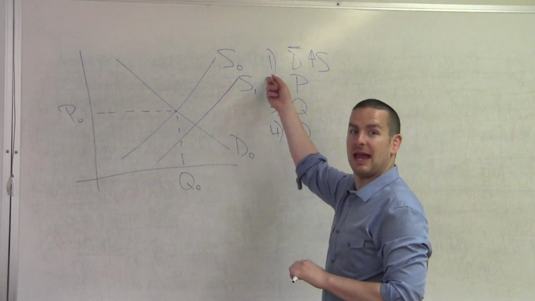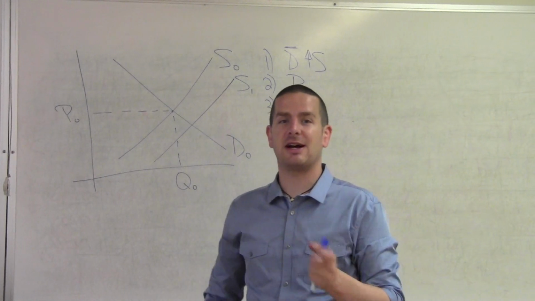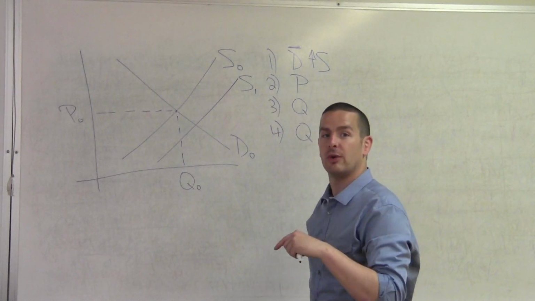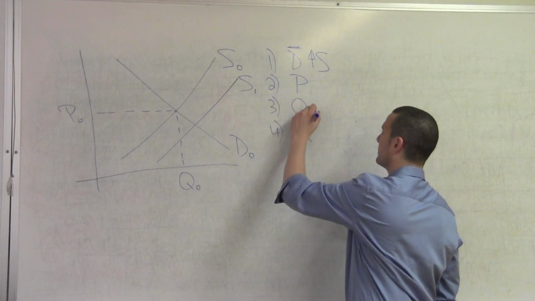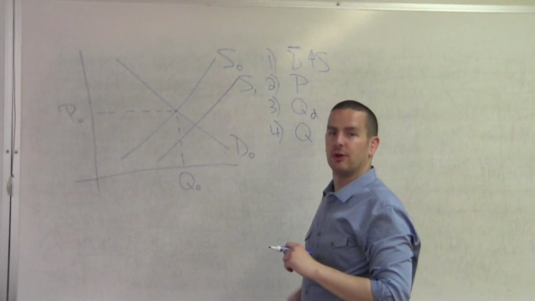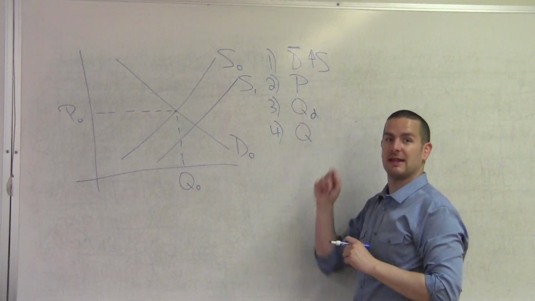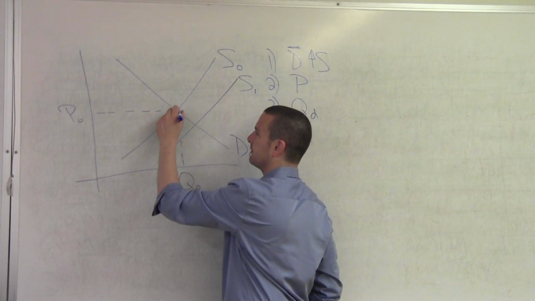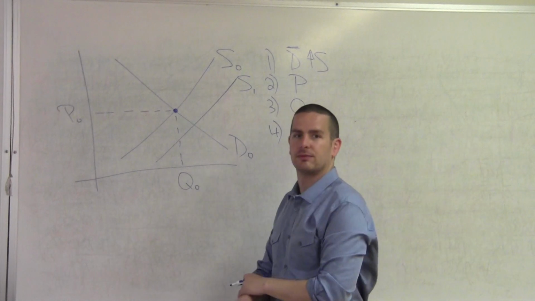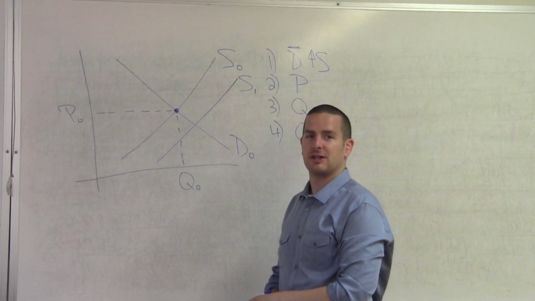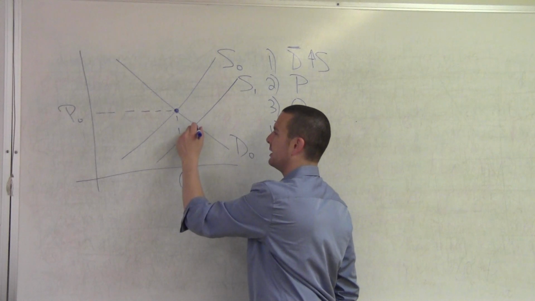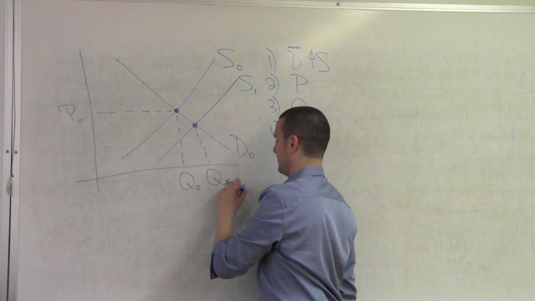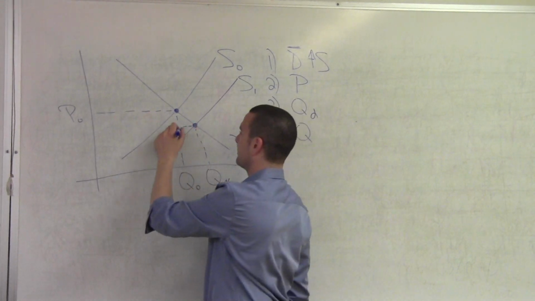So, since demand stayed constant in the first step, then in the third step we already know we can put a D. So the third step becomes quantity demanded. Now, we had our initial equilibrium right there. Let's see what our new equilibrium is going to be. Our new equilibrium is right here, at this quantity and this price.